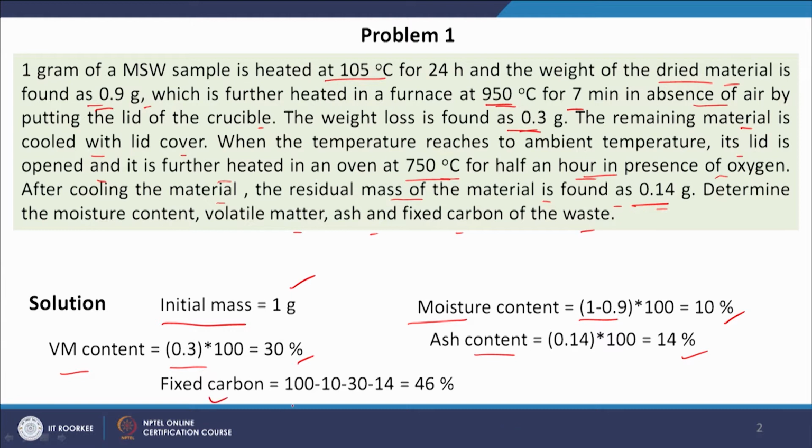Now, by difference we will get the fixed carbon. So, fixed carbon is equal to 100 minus moisture content minus volatile matter content minus ash content. So, we are getting 46%. So, fixed carbon is 46%.